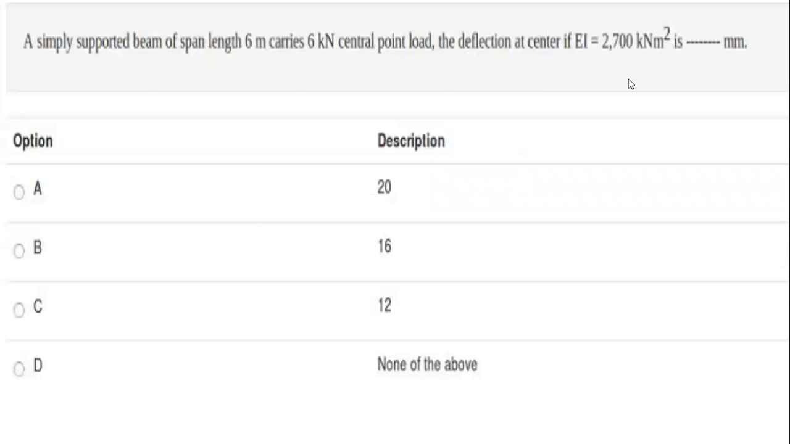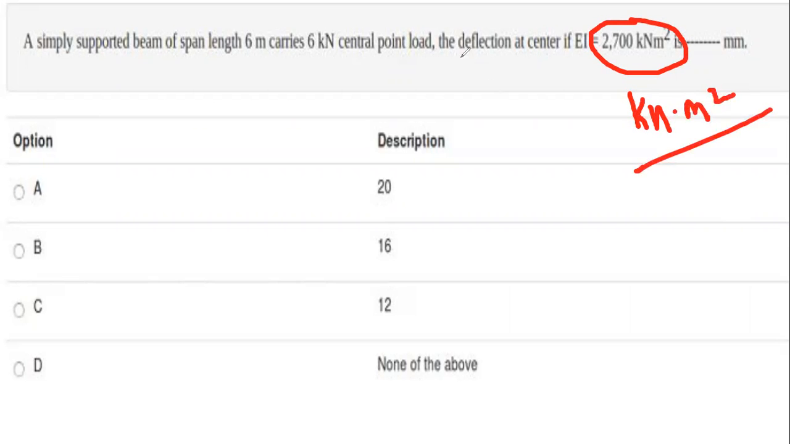A simply supported beam of length 6 meter carries a 6 kilonewton central point load. Find the deflection at center if EI is equal to 2700 kilonewton meter square. Now here, one point you remember: this EI is nothing but the flexural rigidity, and for flexural rigidity the unit is always kilonewton into meter square.